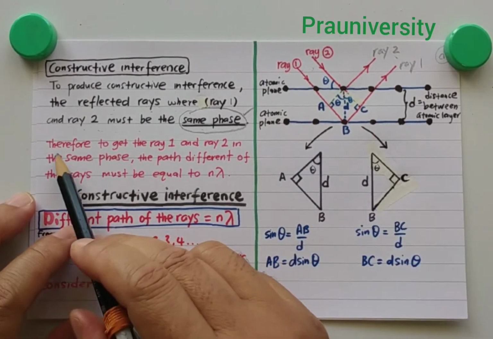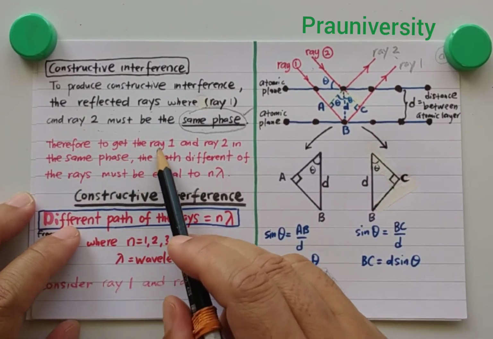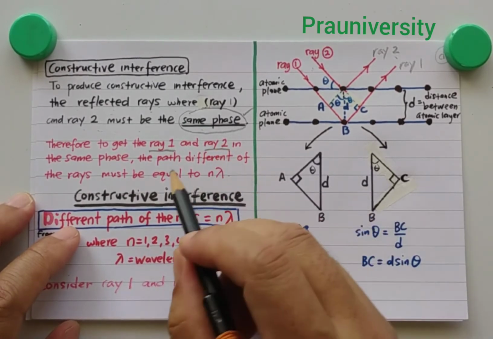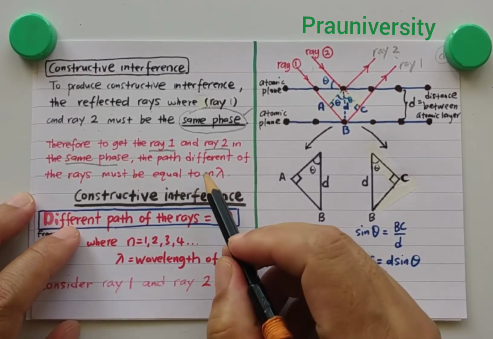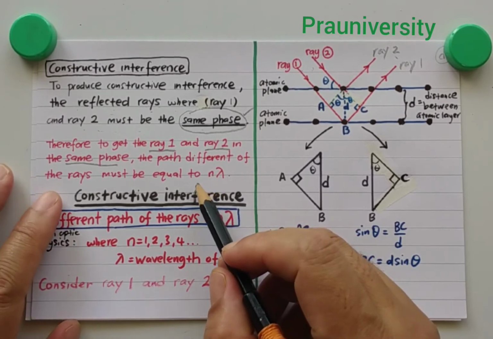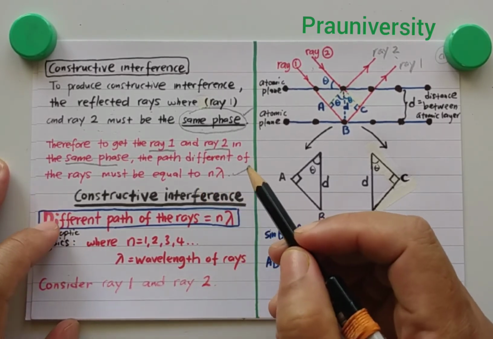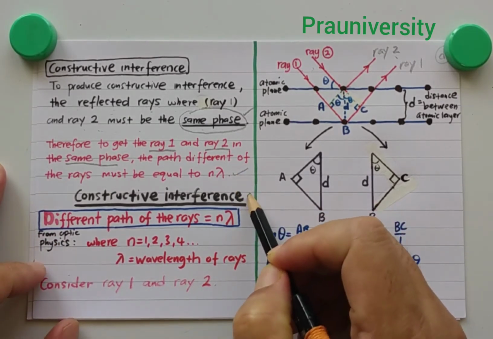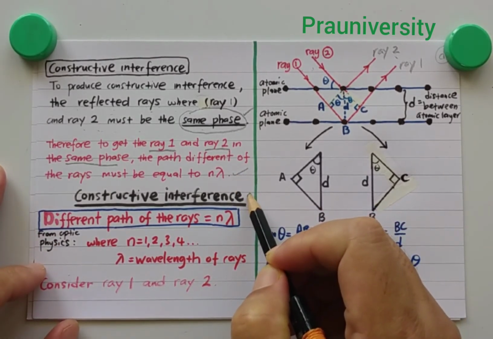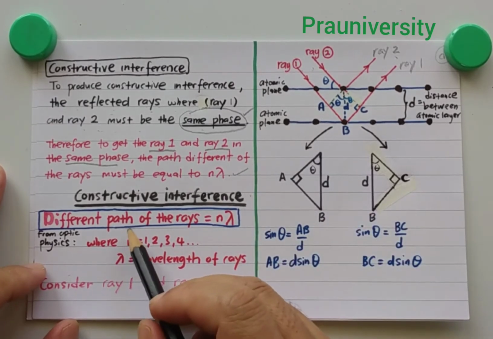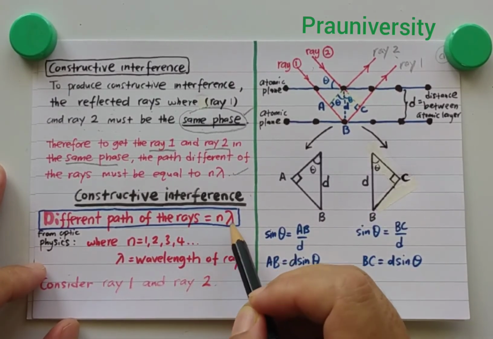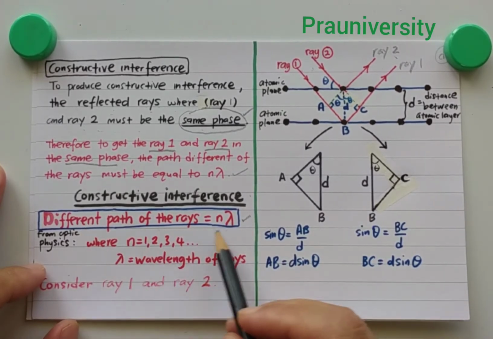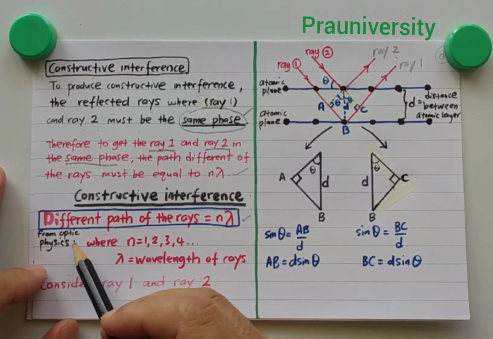Okay, so we continue. Therefore, to get ray 1 and then ray 2 in the same phase, the path difference of the rays must be equal to n lambda. So here is the constructive interference. We focus on constructive interference. The path difference of the rays is equal to n lambda. This statement we get from optical physics.